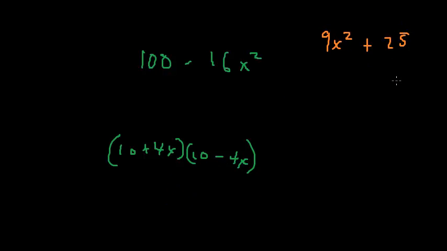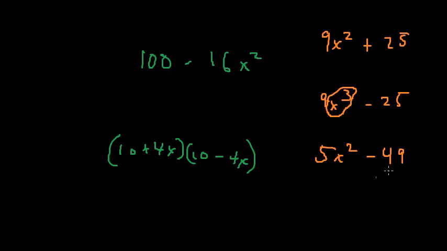So this cannot work. Also, if I had, say, 9x cubed minus 25, this also will not work since x cubed is not a perfect square. 5x squared minus 49 also will not work since 5 here is not a perfect square. Or even x squared minus 52.